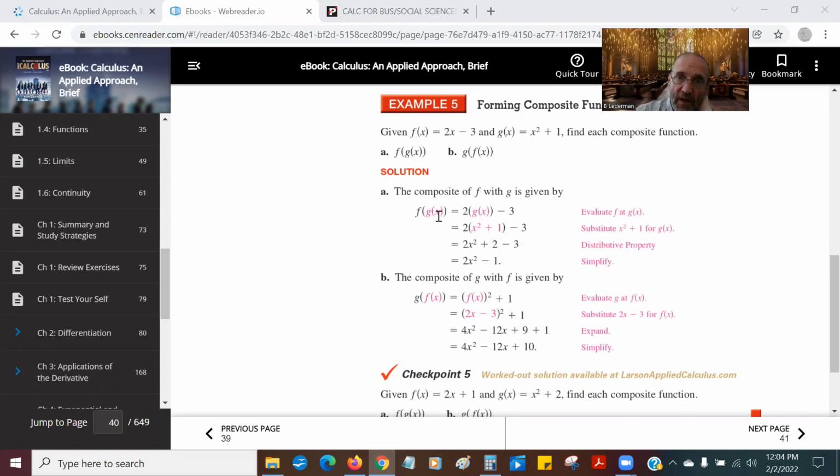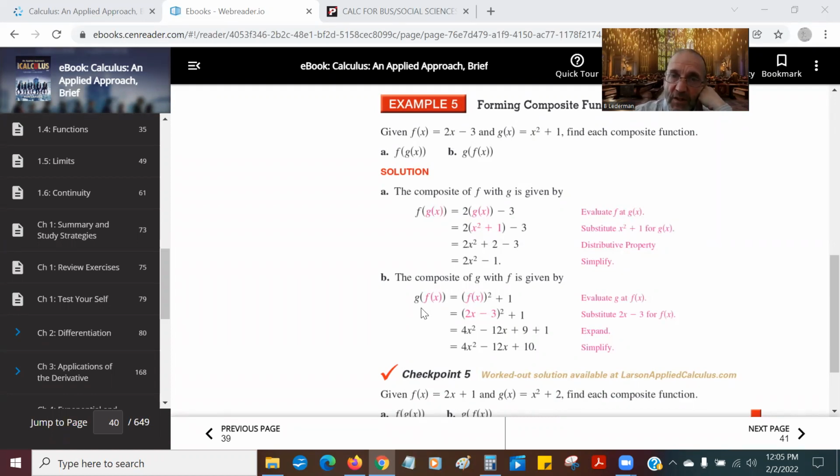So f of g of x means I take g of x and I stick it into the f function. So instead of 2x minus 3, it's 2g of x minus 3. But g of x is equal to x squared plus 1. That's what we set up here. So now I got to distribute this out and combine and simplify, and I get 2x squared minus 1.